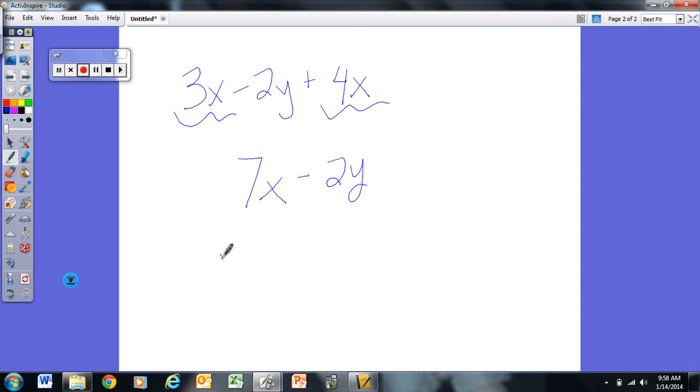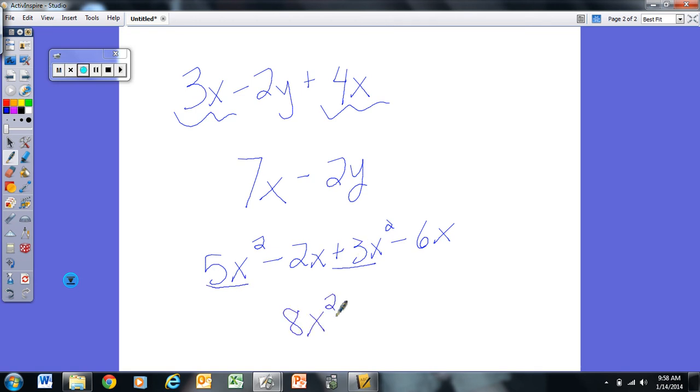Let's try another one. 5x squared minus 2x plus 3x squared minus 6x. Let's look at the like terms. Are there any other x squareds in this problem? There's a 5x squared and there's a positive 3x squared. 5 plus 3 is 8x squared.